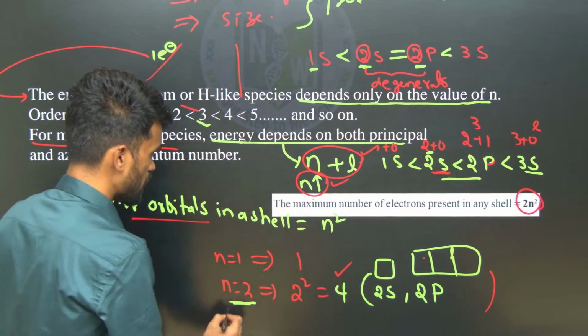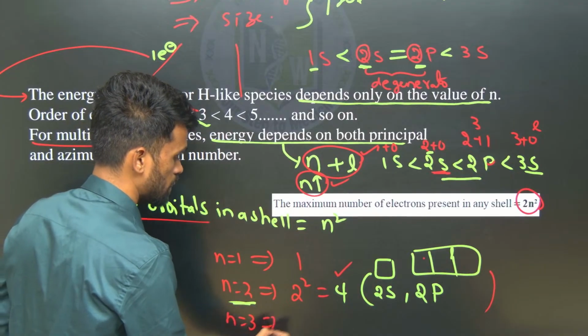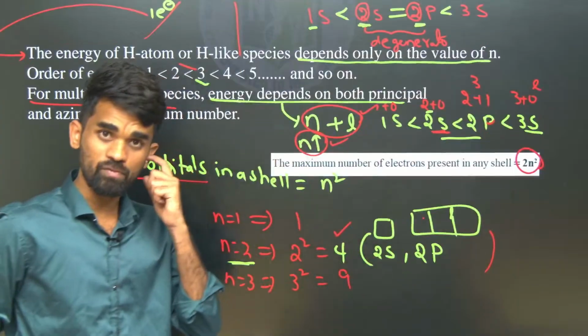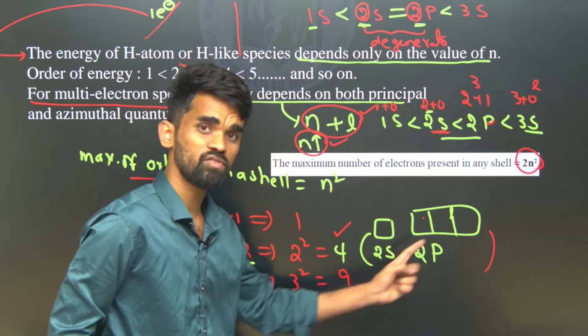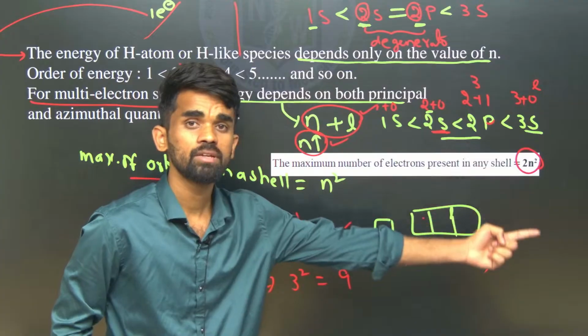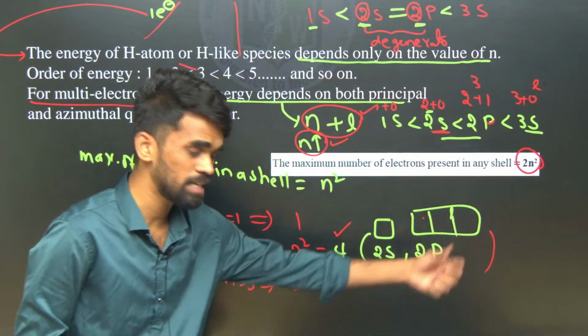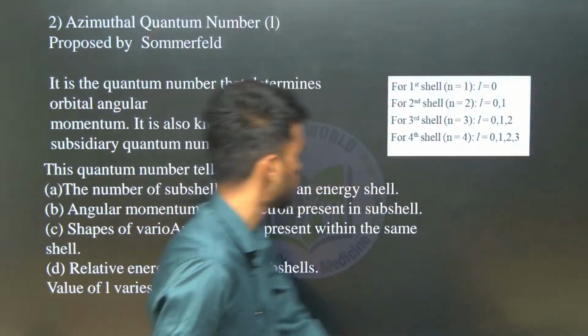So for n equals 3, tell me how many are possible? 3 squared, 9. What are those 9? 1 from 3s, 3 from 3p, and 5 from 3d. Hope it is clear. I will tell you more clearly. Just hold on a few more minutes, it will be clearer to you.